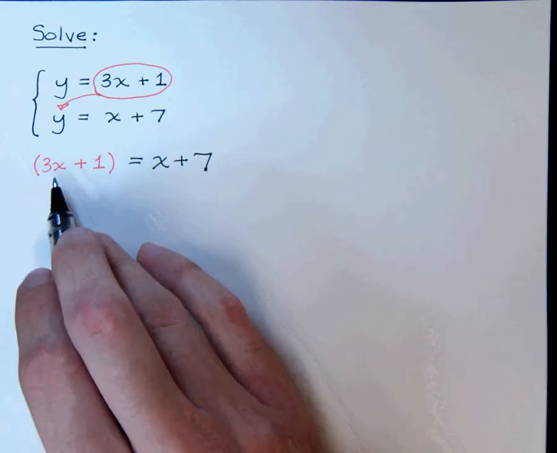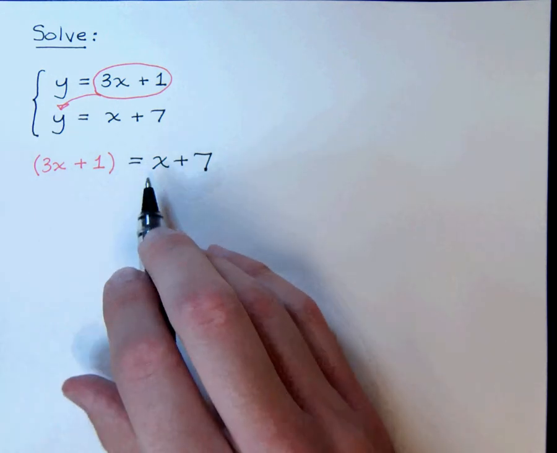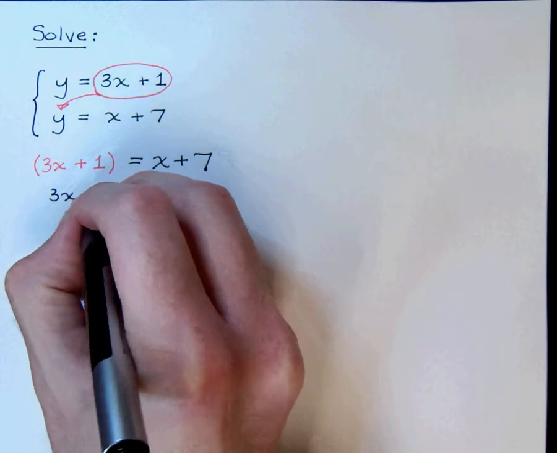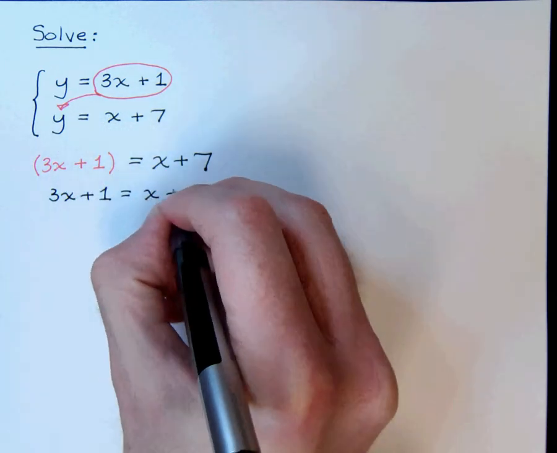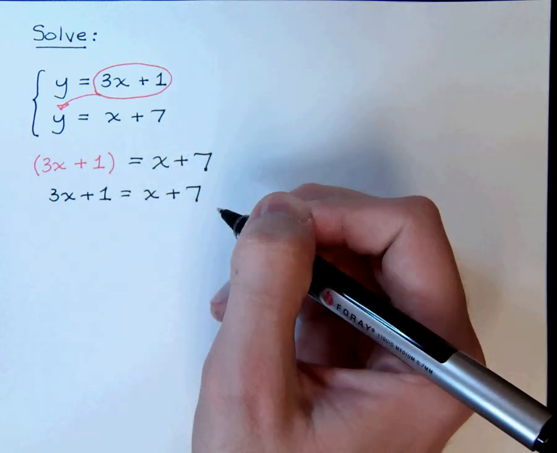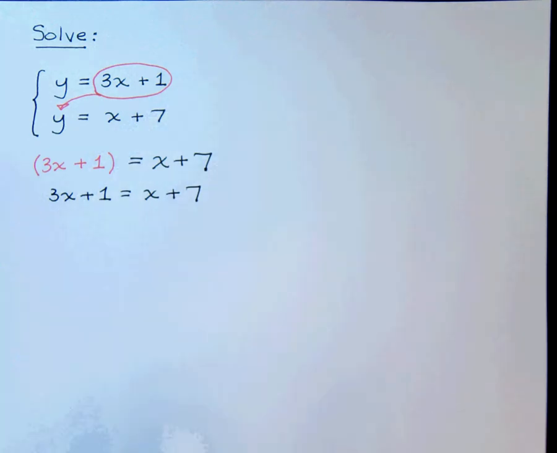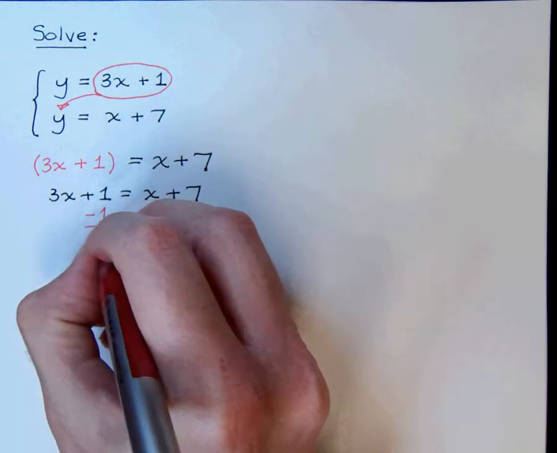So now we have a nice equation. The only variable we have is x, so now we just need to solve for that variable. So let me rewrite this guy without the parentheses. So 3x plus 1 equals x plus 7. Solve it like we did the stuff back in chapter 2. Let's go ahead and subtract 1 from both sides.